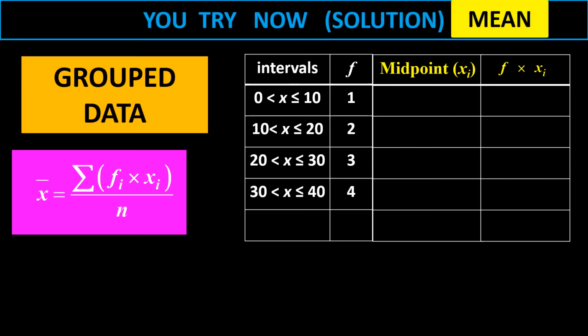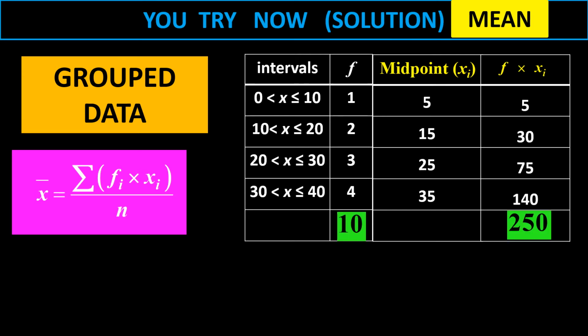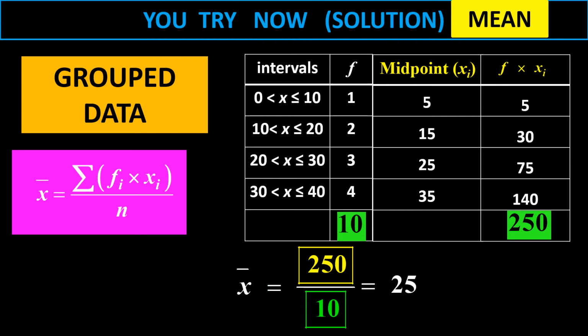Now let's look at the solution here. You can see there are your midpoints, and there are your products, and then you find the sum of the frequencies and the sum of the products, and then you just substitute. Easy. 250 divided by 10. No calculator. Embarrassing if you do that with a calculator. That's 25. And therefore the mean for the grouped data here is 25.